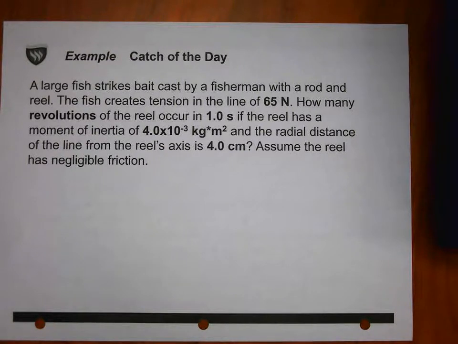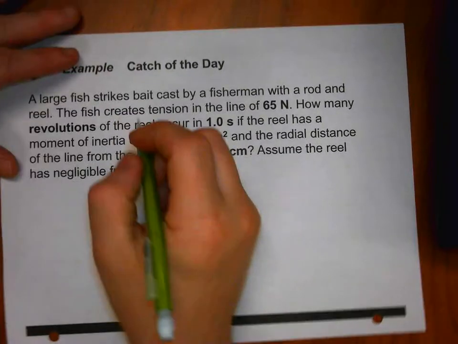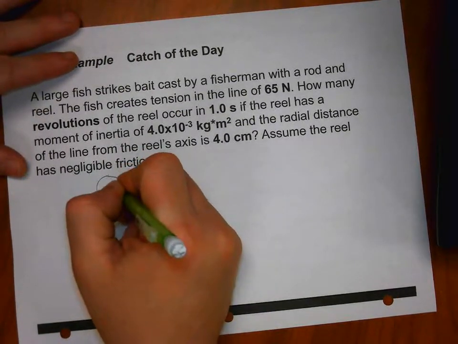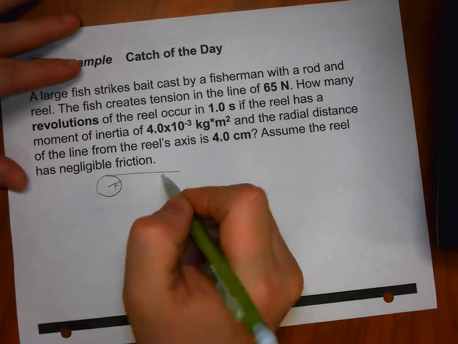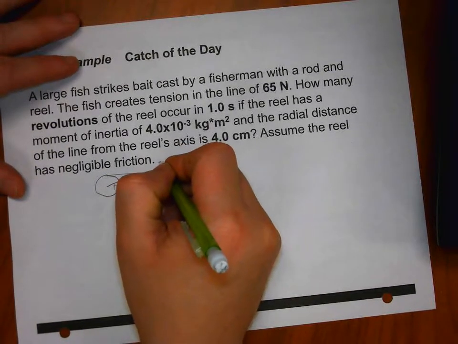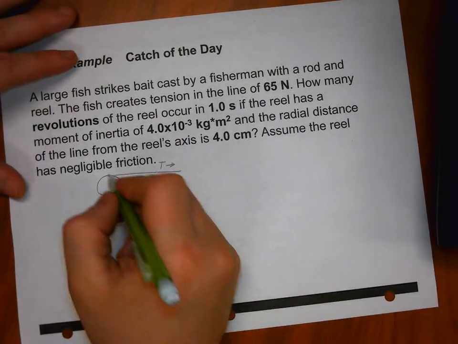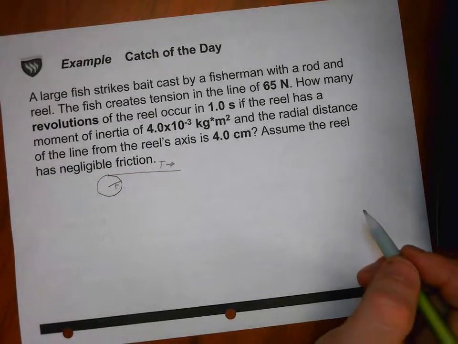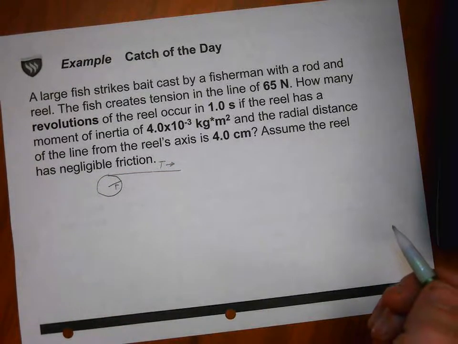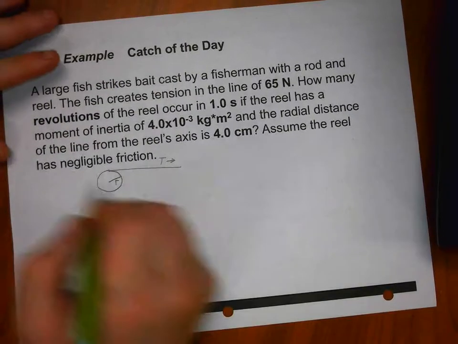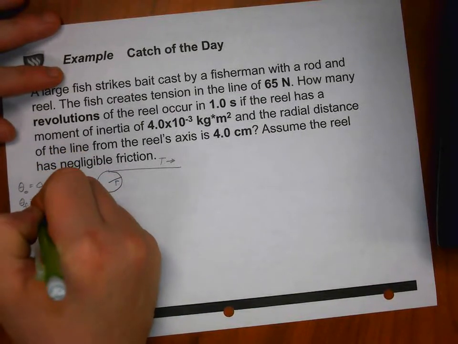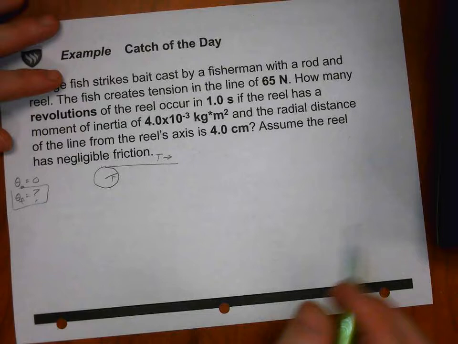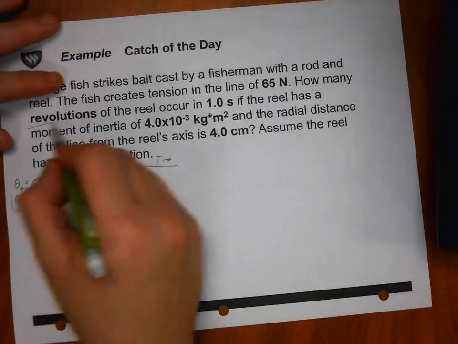Well, this is a kinematics problem. I can think of my reel of radius r, and I can think of the line drawn in here. The tension is in that direction, and I want to know how many revolutions. So what I'm really talking about is what angular displacement, right? So let's go through all our variables. Theta 0, we're going to set to 0. Theta final, we don't know. That's the one we're looking for because we want to see how many revolutions.